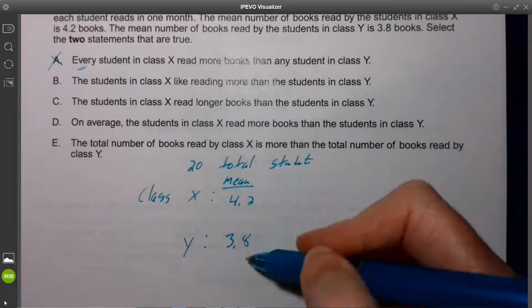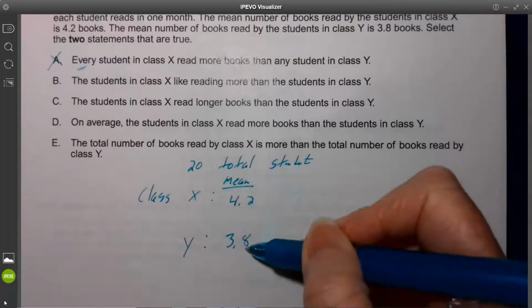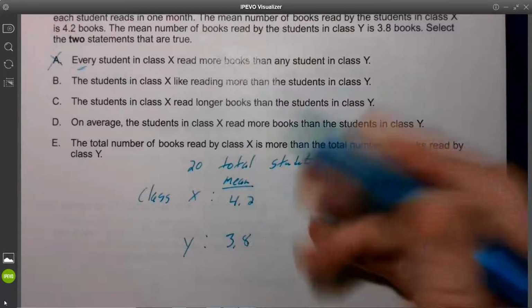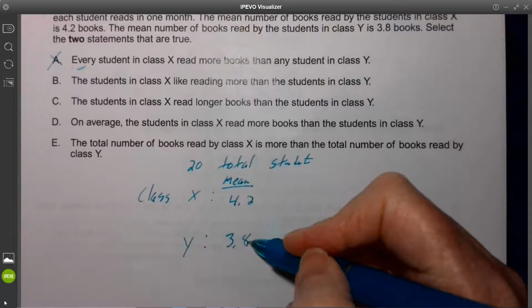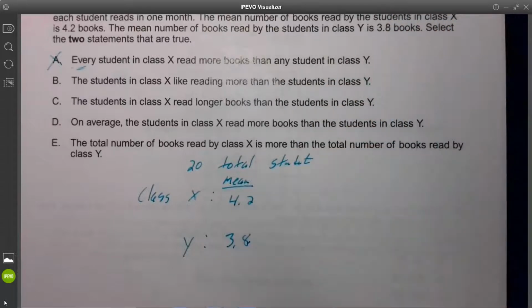Because also, even though this average is higher, there's a person in this class that could have read 7 books and somebody else who could have read 1. So that average is going to bring it back down. Okay, so that one's out.